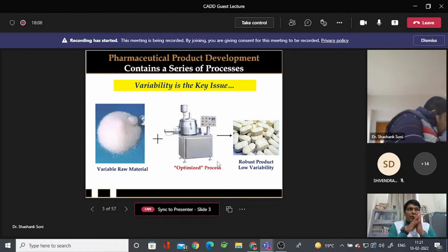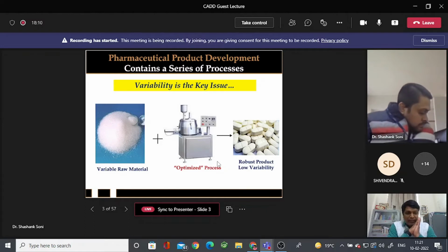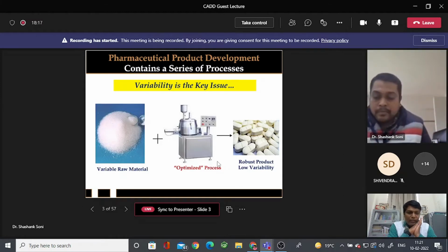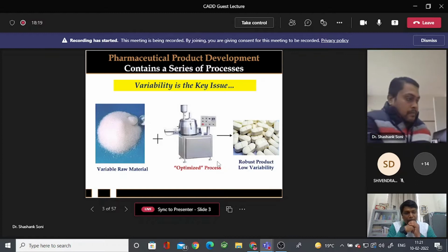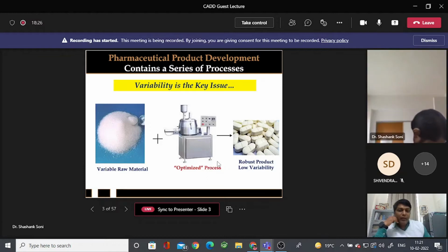Similarly, some scientists have a drug that is basic, and the disintegrant they are using is acidic in nature. Then the release of the drug is not proper, azithromycin being a very common example of this problem. These are the concerns which need proper understanding. Therefore, variability is the key issue.